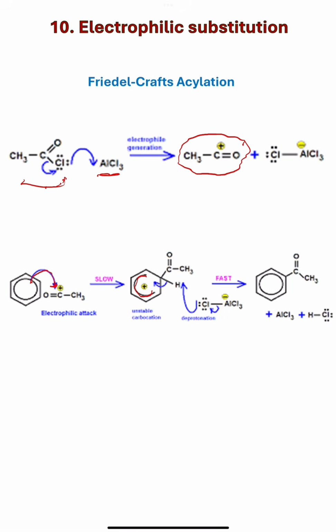creating a carbocation. And then the next step is that the hydrogen will be removed as a proton, and the electrons will go back inside the benzene ring to regenerate the aromatic system, or the full electron ring inside the benzene ring. And then the final product will be the acyl benzene.